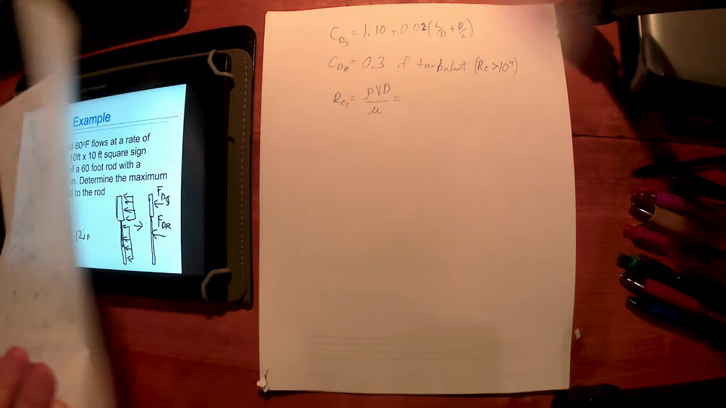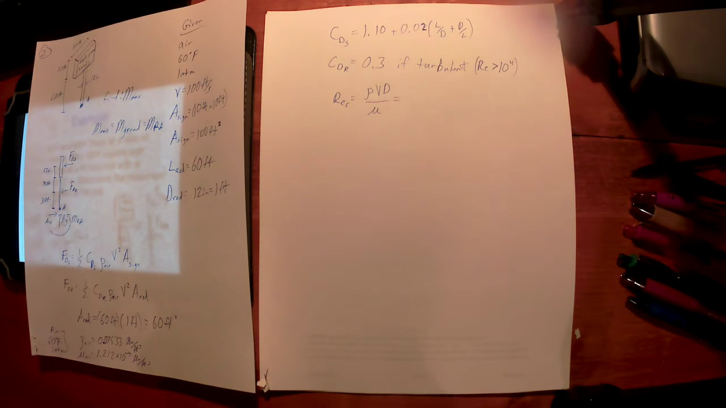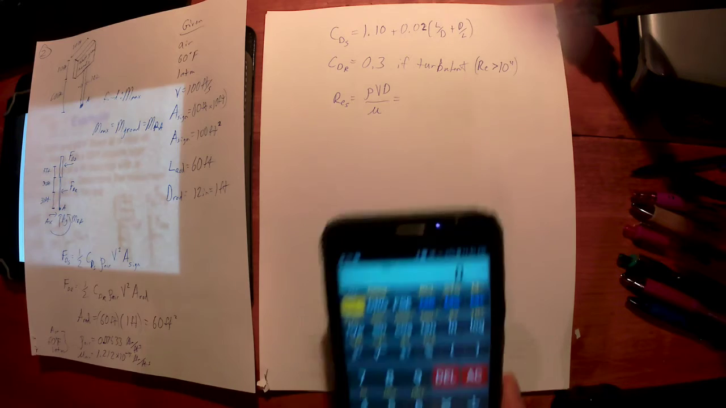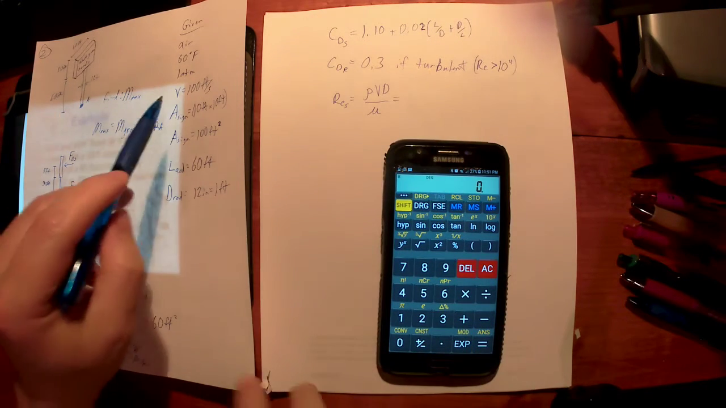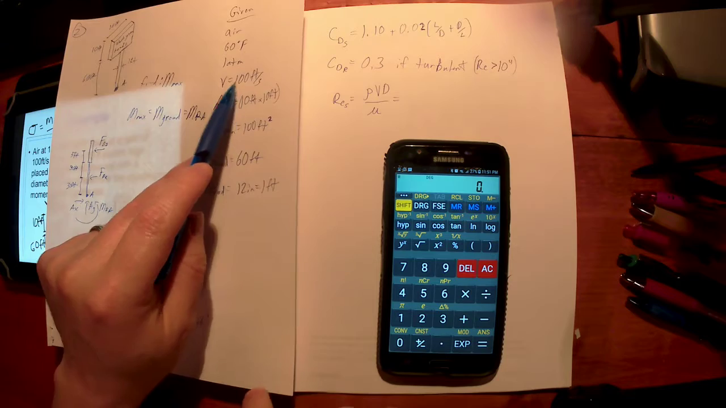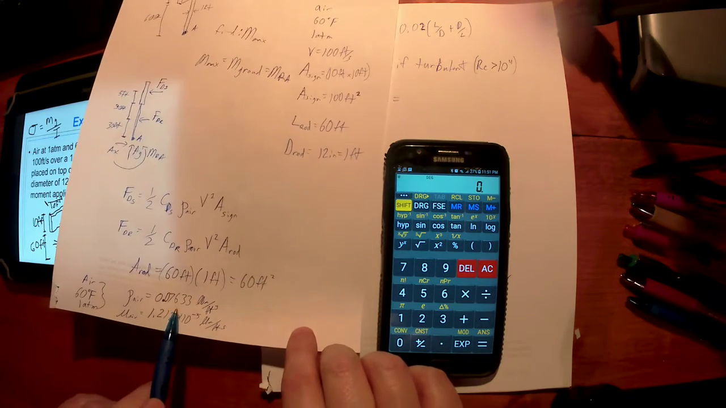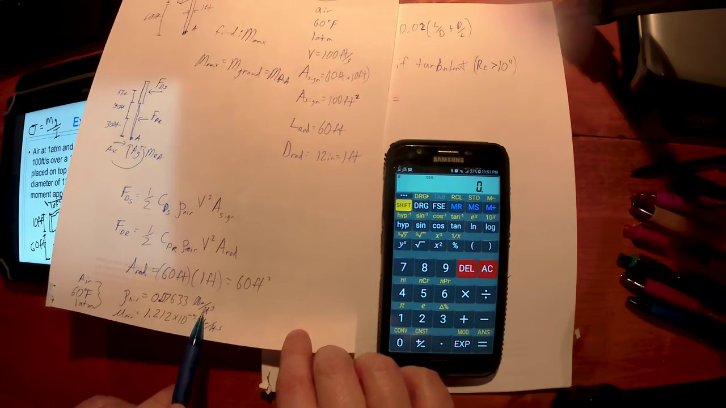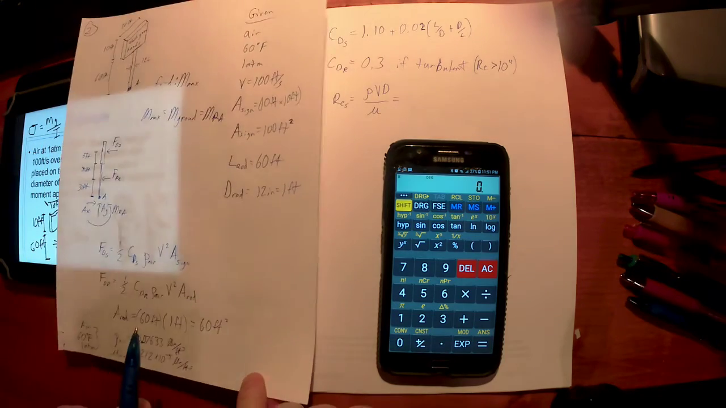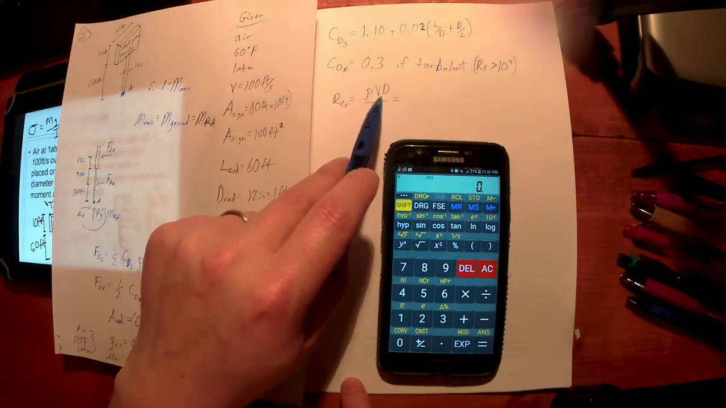All right. Well, you can write these out. I'm going to try to save us a little time here. You understand our speed here is 100 feet per second. Our density is given down here, 0.07633 pound mass per cubic feet. And for the characteristic length, I'm just going to use 10 feet.